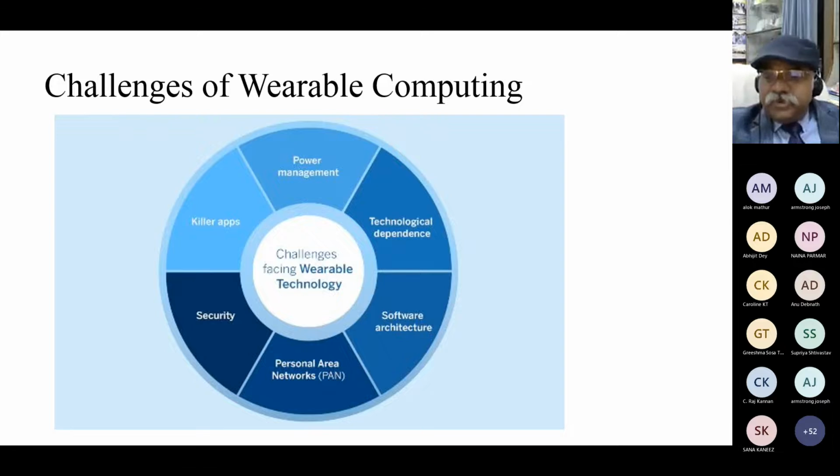Then another challenge is the personal area network (PAN) limitations for wearable computing, the limitations imposed by the current standards, protocols, and technologies available for PAN. Then security is a very big challenge, because of security only, most of the people are not using it.